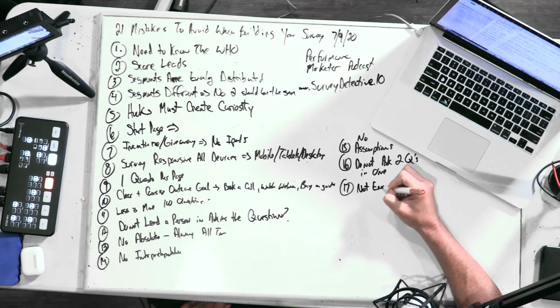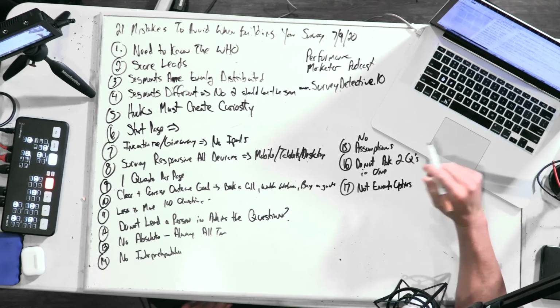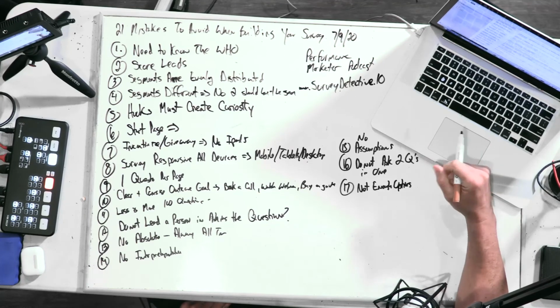Number 17. I see people not give enough options. So they'll ask a question like, how long have you been in business? And the answers will be 1 to 3 years, 3 to 10 years, 10 years plus. Well, they left out less than 1 year or haven't started their business yet. So you need to make sure that you have all of the options covered. You can't leave out certain items.